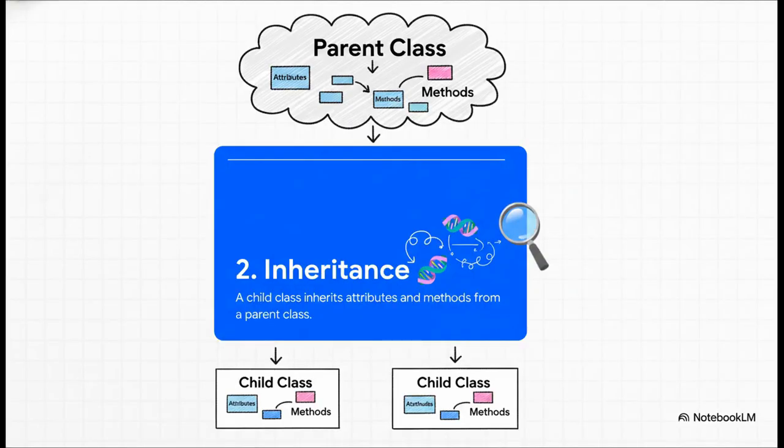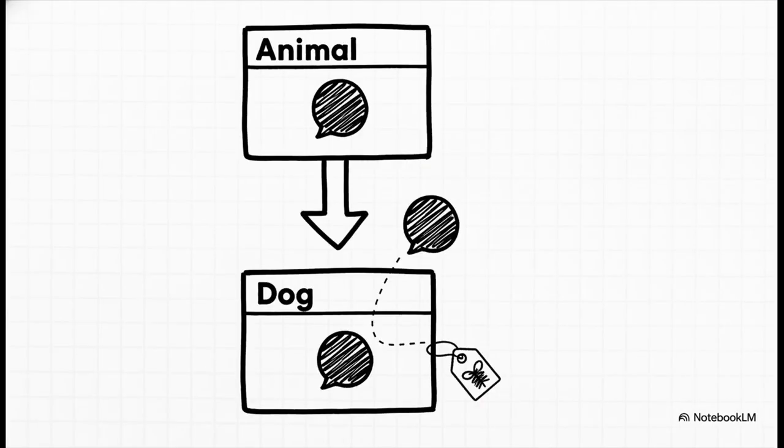Next up, pillar number 2, inheritance. This is all about not repeating yourself. It lets you create a new child class that automatically gets all the features and methods from an existing parent class. You write the code once in the parent, and all the children get to use it. Just look at this. The animal class has a speak method. Because our dog class inherits from animal, it just gets that method. We never had to write a speak method inside the dog class itself, but our dog object can still use it. It gets that power for free, which is just incredibly efficient.